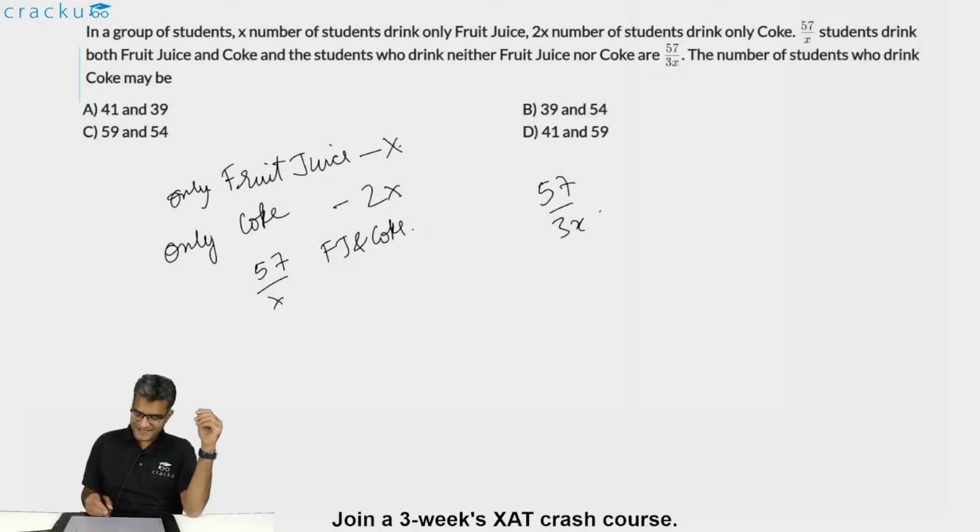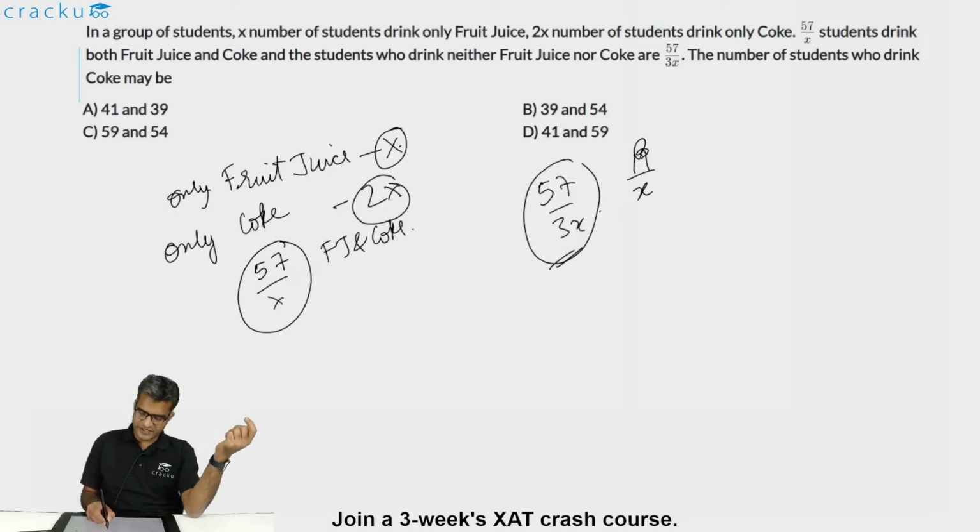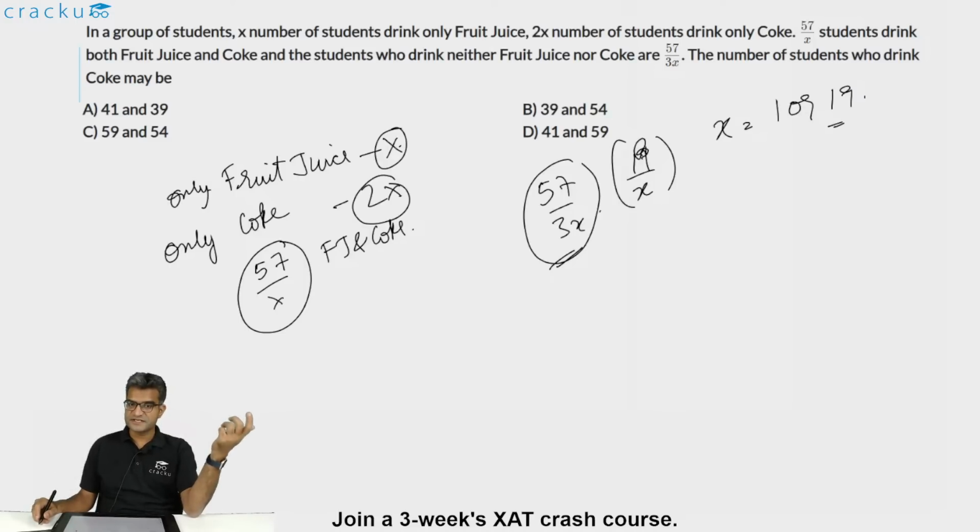What does this tell us? It tells us that all of them have to be, first of all, whole numbers. You can't have 16.5 people, for example, drinking both fruit juice and Coke. It has to be either 16 or 17. This would imply that 57 by 3x, which is 19 by x when you simplify it, has to be a whole number. So the value of x is either 1 or 19. These are the only two possibilities. Let us consider both the cases.